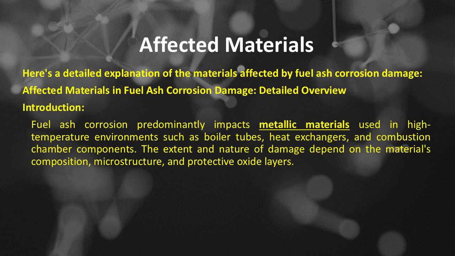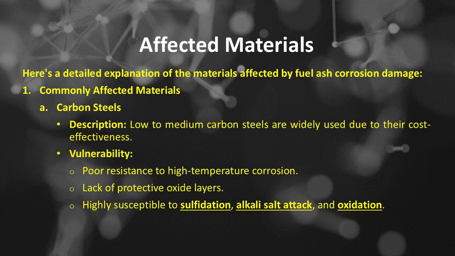Detailed overview. Introduction: fuel ash corrosion predominantly impacts metallic materials used in high-temperature environments such as boiler tubes, heat exchangers, and combustion chamber components. The extent and nature of damage depend on the material's composition, microstructure, and protective oxide layers. Number 1: commonly affected materials.